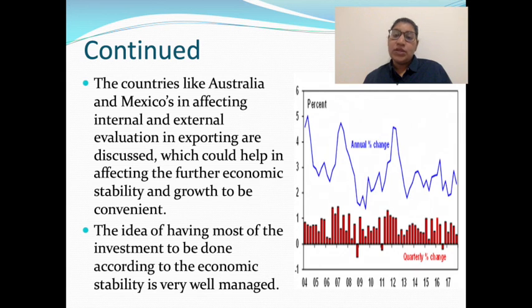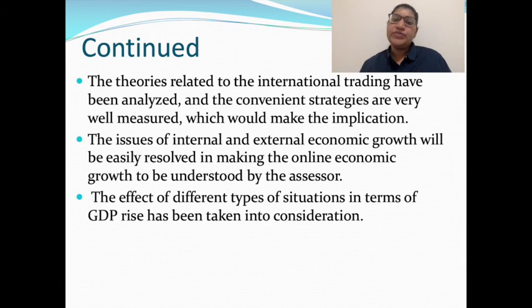This graph below shows the quarterly and annual percentage change of Australian GDP growth. The different types of external and internal economic growth are very well measured by the country's senior economists in terms of analyzing the comparison over the previous conditions of the country in terms of GDP in the international market. The theories related to international trading have been analyzed, and the convenient strategies are very well measured, which would make the implications. The issues of internal and external economic growth will be easily resolved in making the online economic growth understood by the SSM.